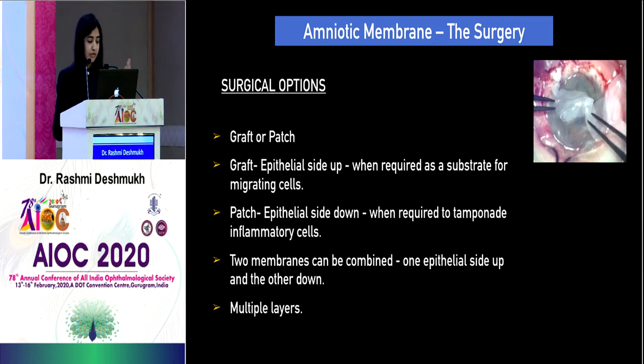When we use it as a patch, that means the epithelial side should be down because in these cases, it tamponades the migration of the inflammatory cells. So that is when we call it a patch. Sometimes two membranes can be combined, with one membrane epithelial side being up and in the other one the epithelial side being down. And sometimes multiple layers can also be used.